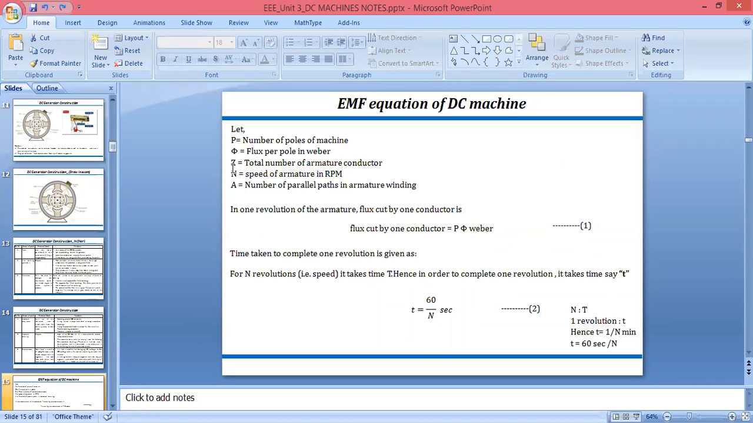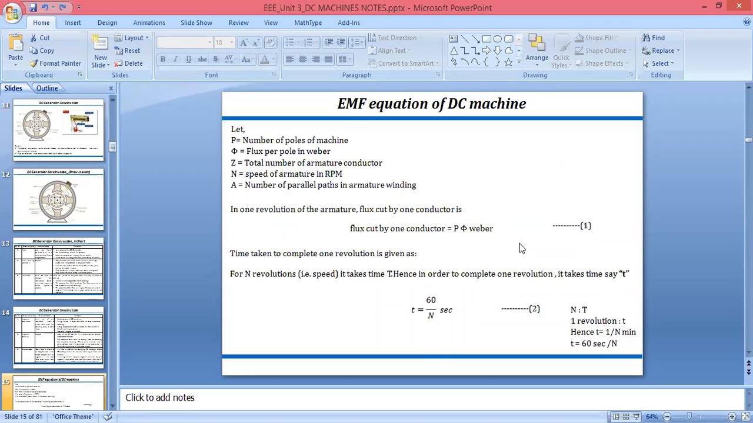N is the speed of the armature in rotations per minute. RPM is nothing but rotations per minute, so we can say it is measuring the speed. And we know the armature is rotating. The armature is the rotor. So N is the speed of the armature. A is the number of parallel paths in the armature winding. So first, if we calculate the flux generated by only one conductor, that will be P phi Weber. We give the unit for flux as Weber.